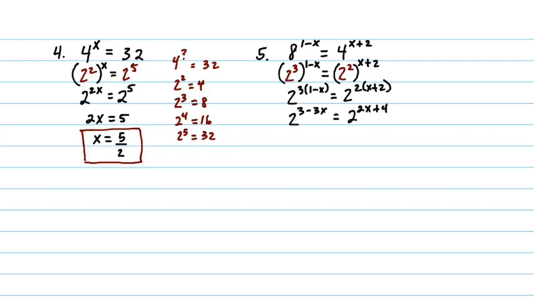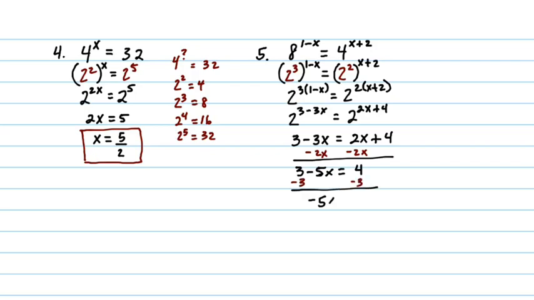So now our bases are equal. Let's go ahead and set our exponents equal. I need to get x on one side only, so let's subtract 2x on both sides. To get x by itself, let's get rid of that 3 first. We get negative 5x is equal to 1. And let's divide by negative 5. And we'll get x is equal to negative 1/5. And again, you can try using your calculator to do this. The numbers aren't going to be real nice to work with here, so it's just easiest to use your calculator.